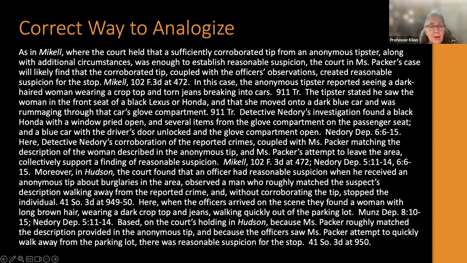Cite to your record. Based on the court's holding in Hudson, because Ms. Packer roughly matched the description provided in the anonymous tip, and because the officers saw Ms. Packer attempt to quickly walk away from the parking lot, there was reasonable suspicion for the stop. Since Hudson is named in that last sentence, the cite can be just to the reporter. Hope that helps with how you should analogize. There should be a citation to Ms. Packer roughly matching the description.